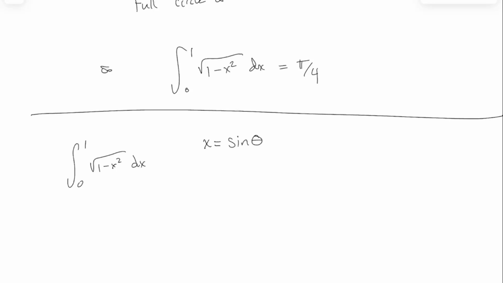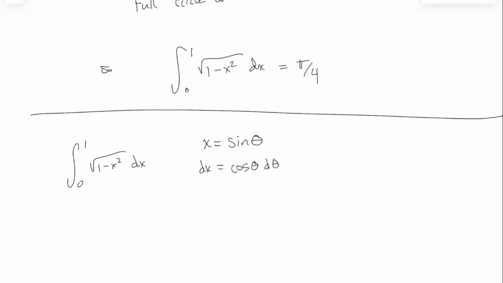Now, you could use a u if you like, although when we do these trig substitutions, we're basically always going to use theta. What about the dx then? Can somebody say? This is just cosine theta d theta, right?